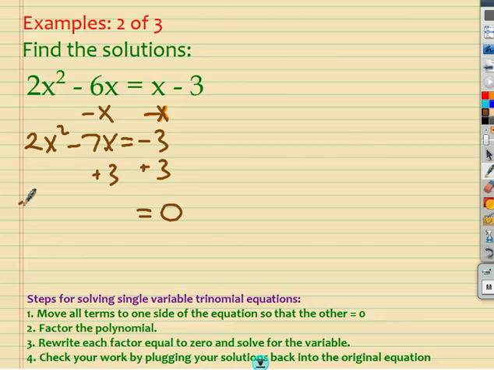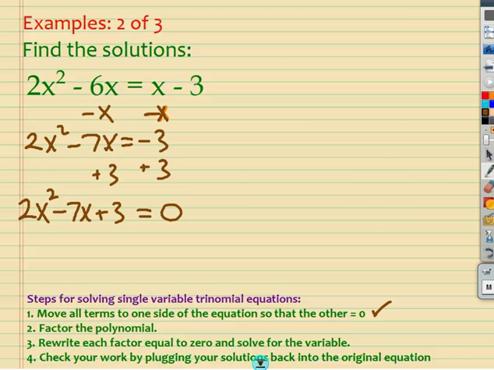On the left side, we are going to have 2x squared minus 7x plus 3. I did not add 7x to 3 because they are not like terms. I left them in addition format. Now, after writing the equation equal to 0, we are going to factor the polynomial as our next step.